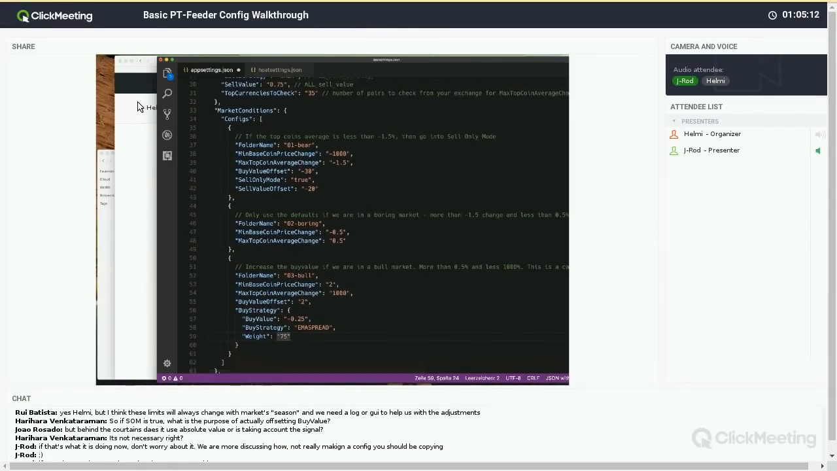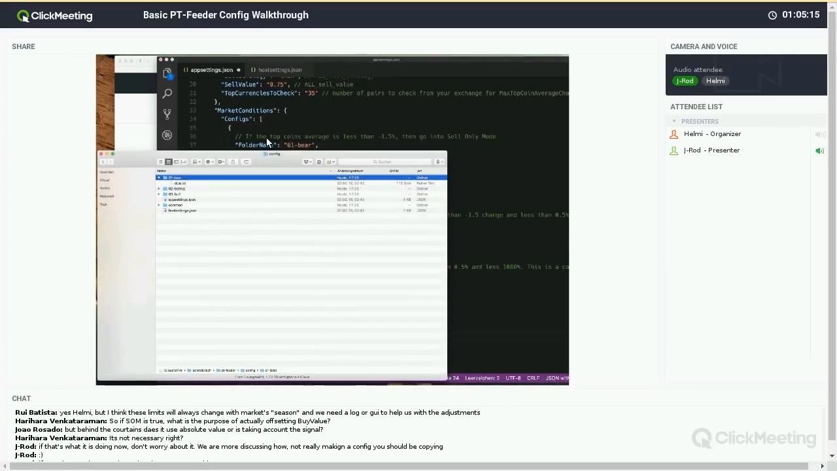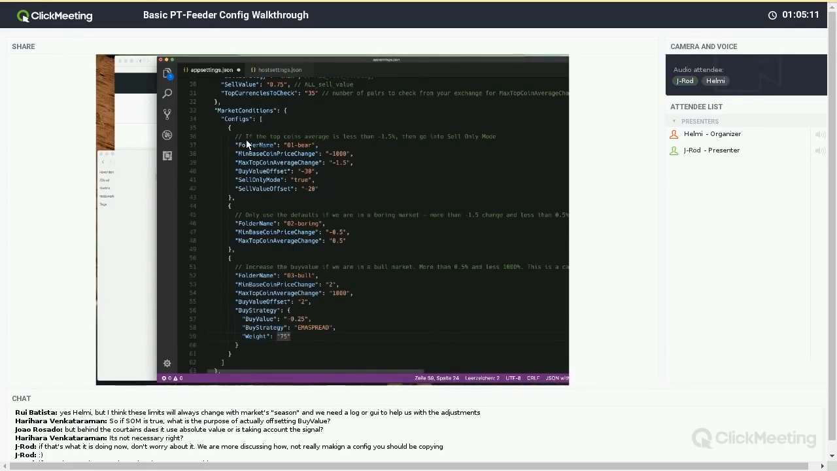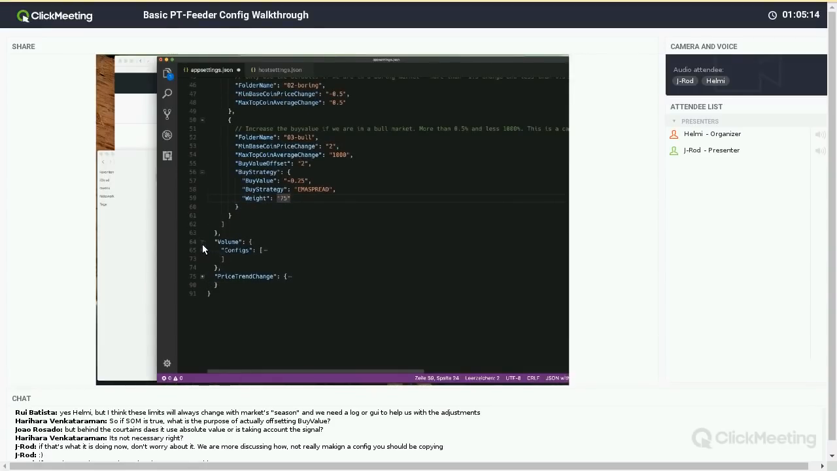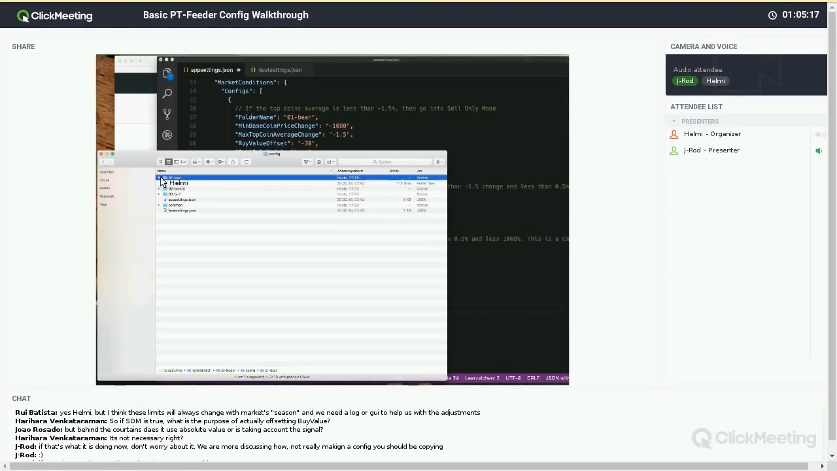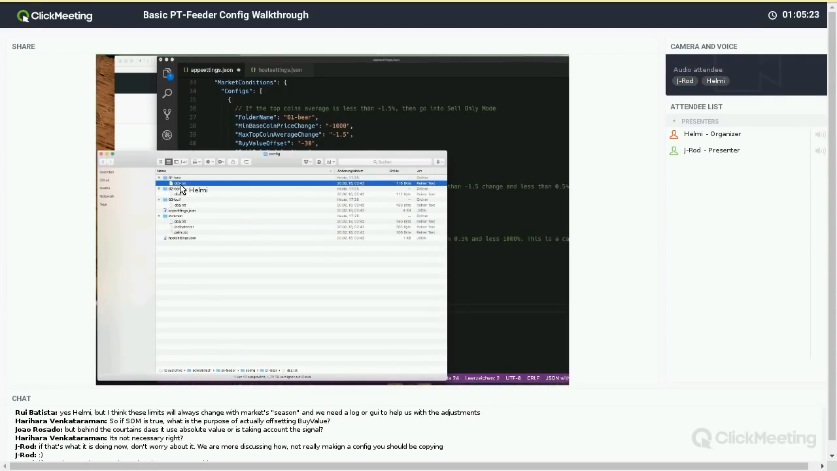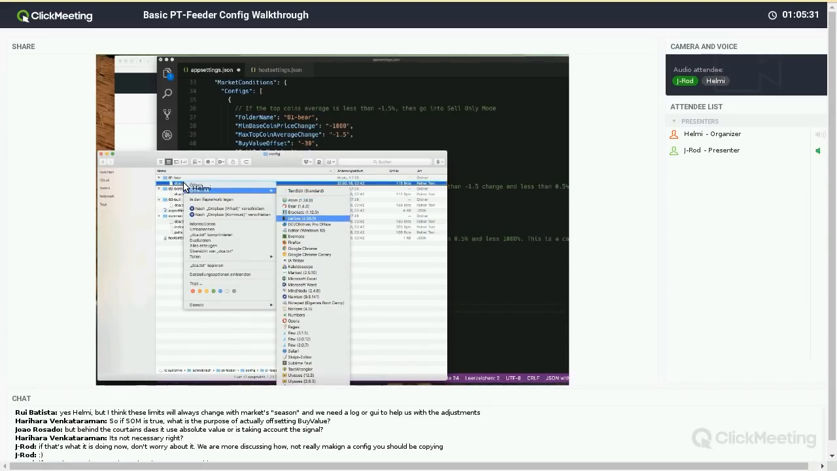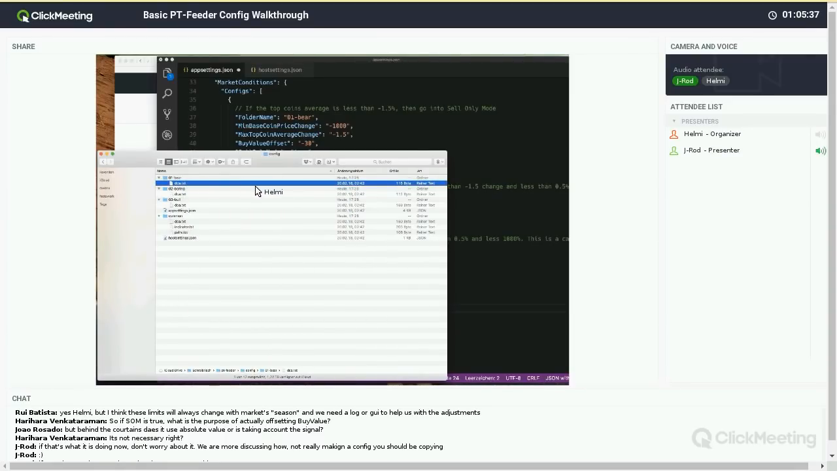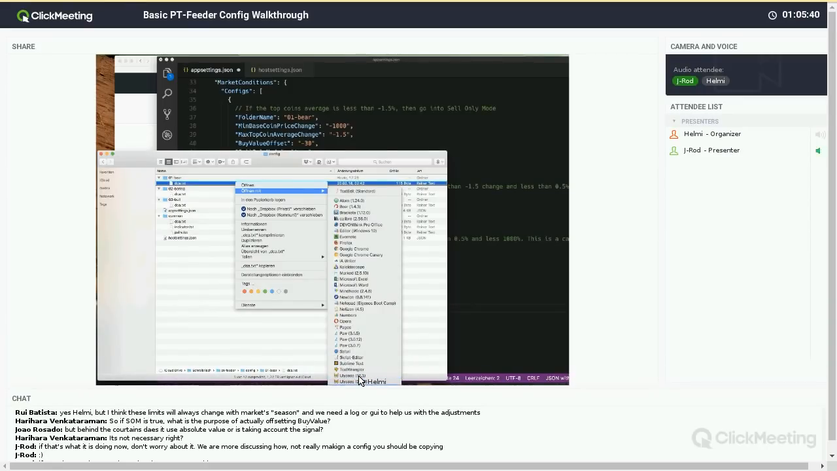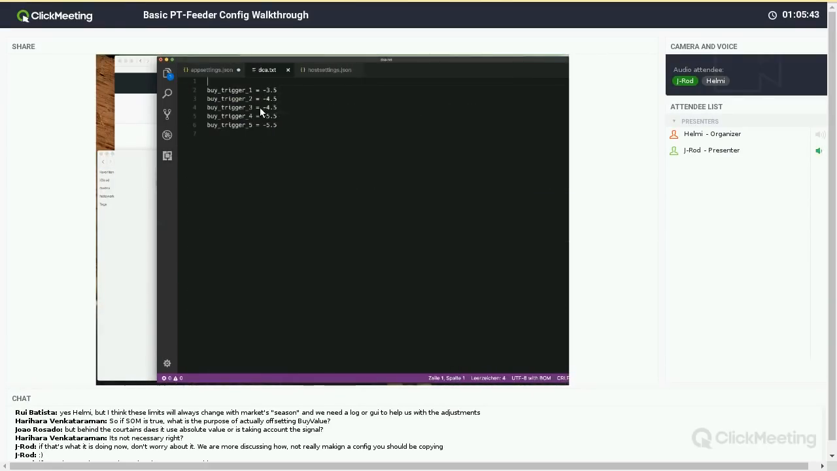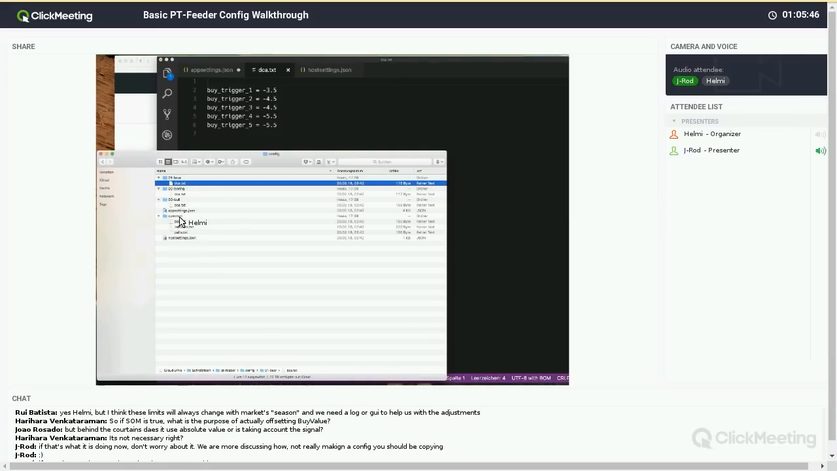Yeah, and I think one of the additionally important things in the market conditions is, in opposition to the pair-based overrides, we have these market folders that allow you to import values that are not directly handled by PD Feeder, but still use them based on a market.